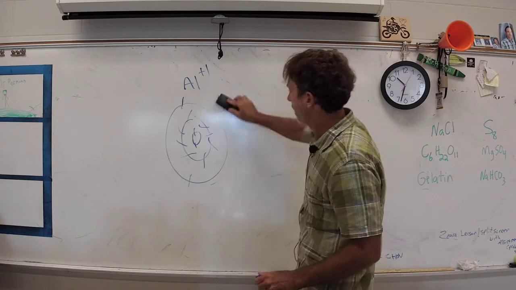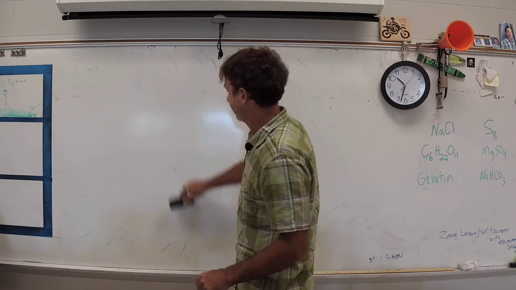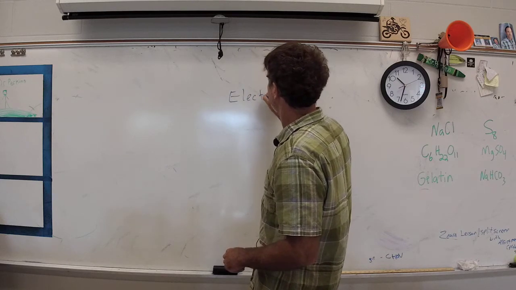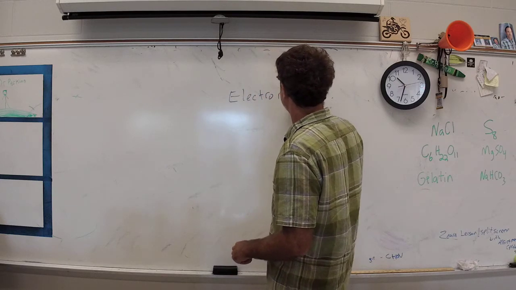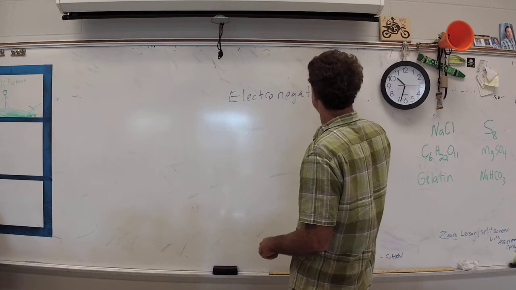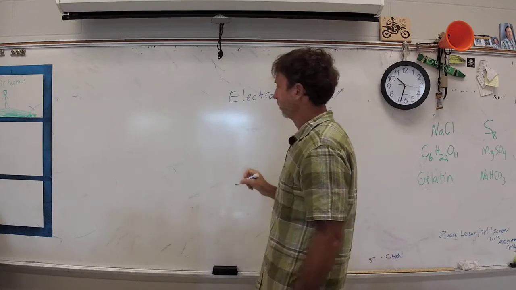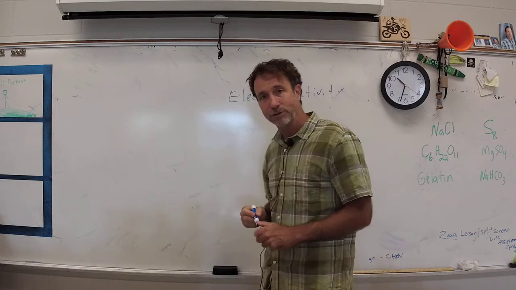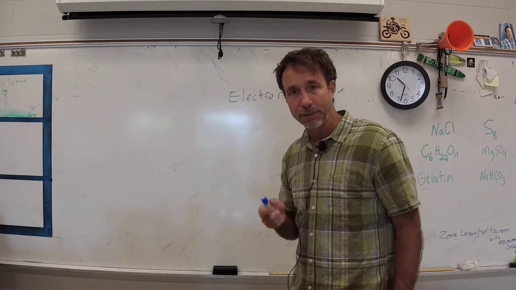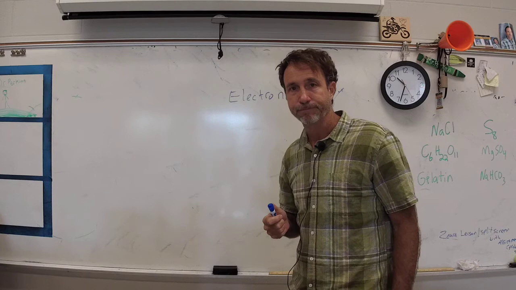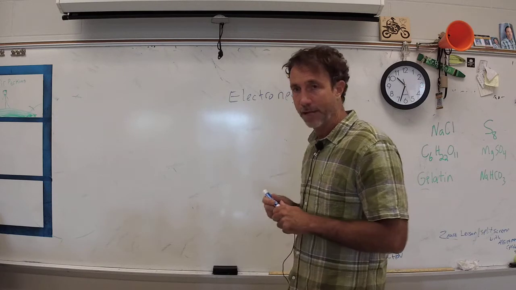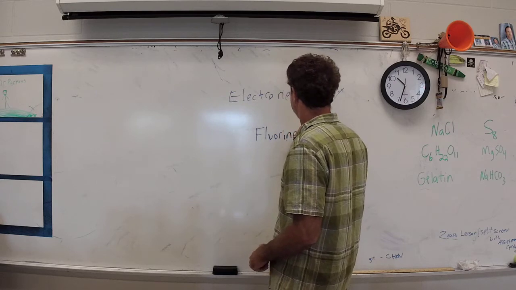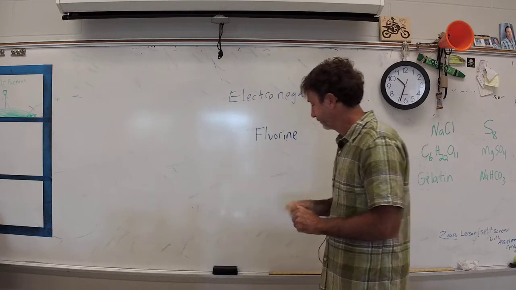Now we're going to talk about electronegativity. Question number whatever we're on. Which is the most electronegative element on the periodic table? All right. The answer is fluorine. Fluorine is the most electronegative. All right.